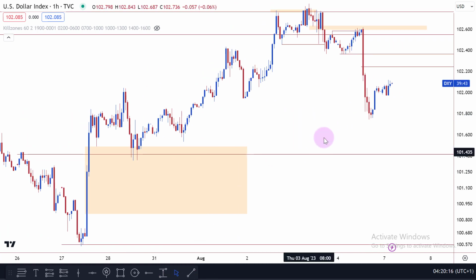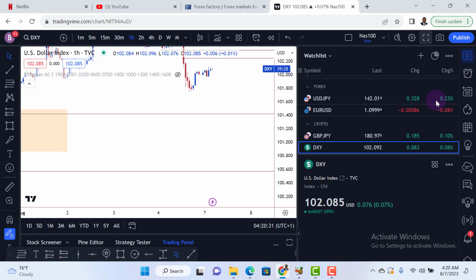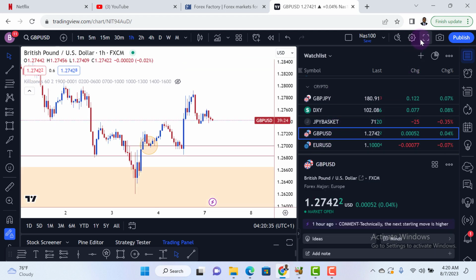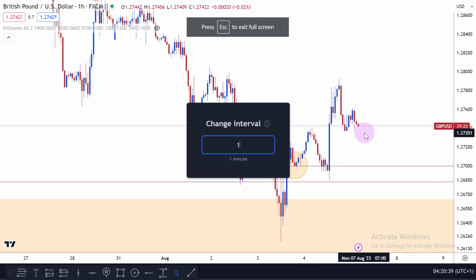foreign currency, GBPUSD. Okay, so the drawn liquidity on the 1-hour of the dollar is this low. All of these lows here, old lows, this is equal low. You can see the void here. All of these are the drawn liquidity. Then let's take a look at GBPUSD. GBPUSD. So we quickly look at the weekly.